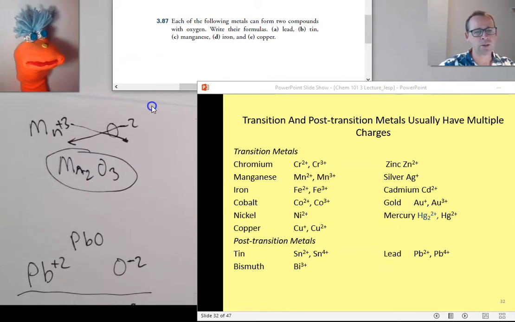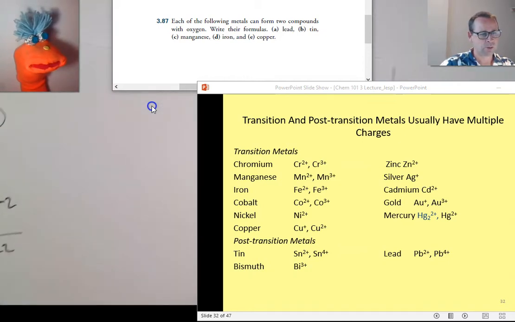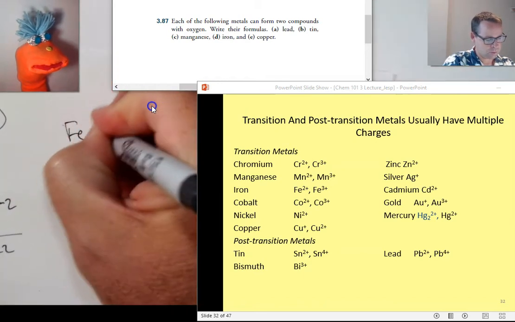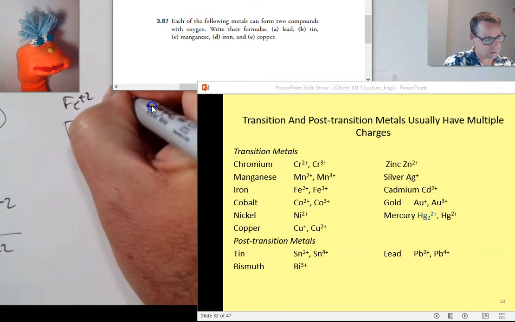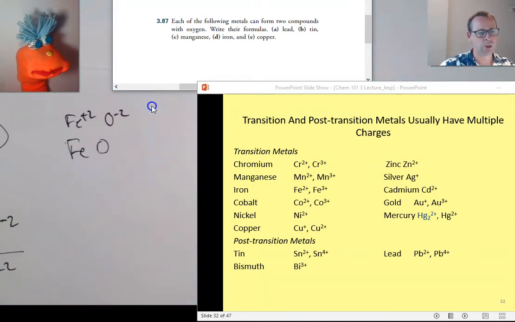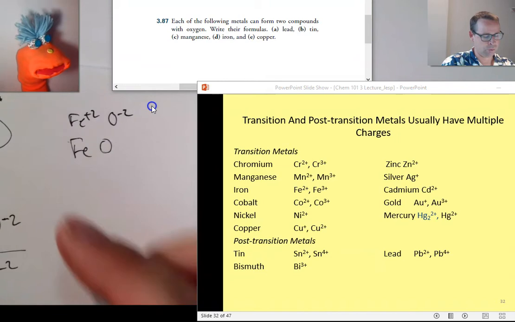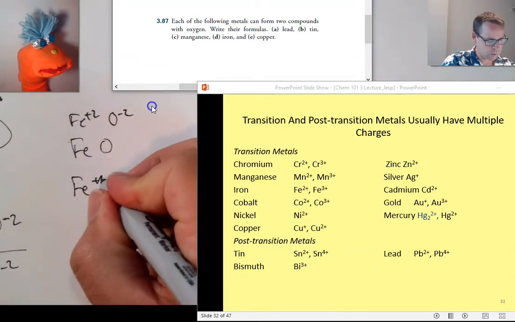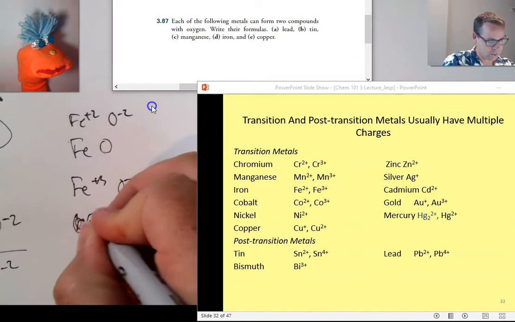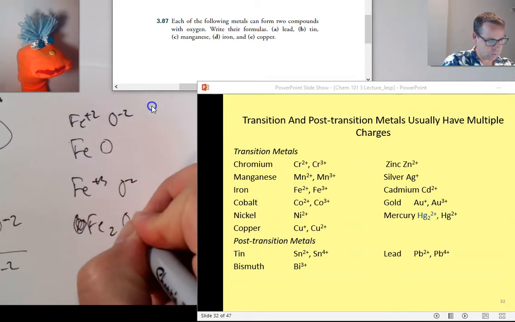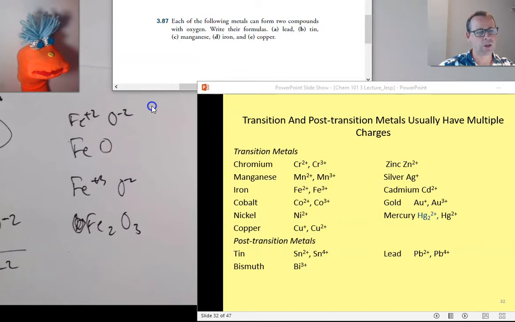All right, iron. Iron 2 oxide would be just FeO. Very good. Write that down. Right, because it's a +2 ion and a -2 ion. Iron 3 would have to be Fe2O3. Very good. +3, O 2 minus, Fe2O3. Very good. This is a -2 there.